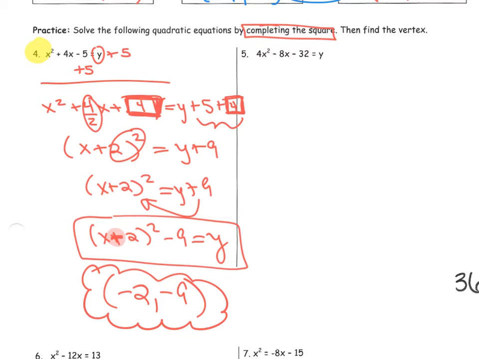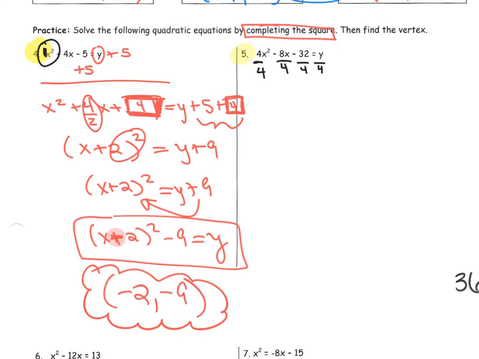For question 5, which we're going to do together, I'm going to show you how to do this a different way. So whenever you complete the square, the first thing is always that the number in front of x squared always has to be a 1, which it was in this first problem. But that's not the case here. Right now the number here is 4. So what we're going to do is divide everything out by 4.